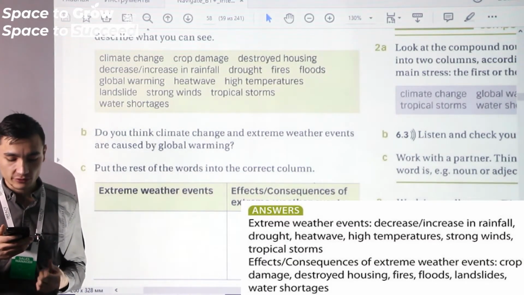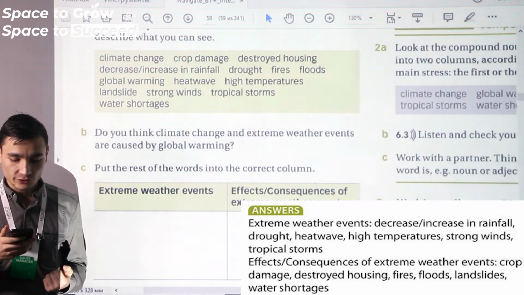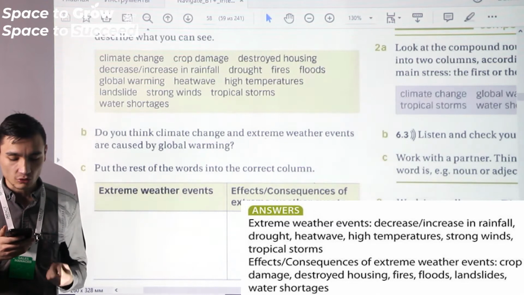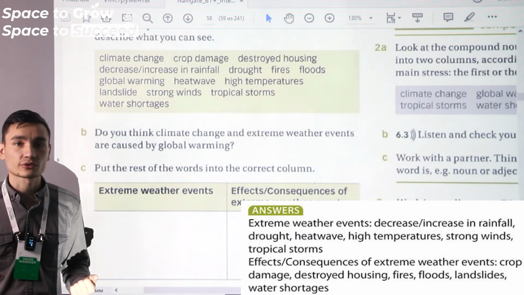Extreme weather events: increase in rainfall, drought, heat wave, high temperatures, strong winds, tropical storms. Effects and consequences of extreme weather events: crop damage, destroyed housing, fires, floods, landslides, and water shortages.